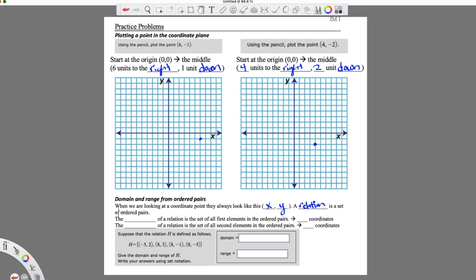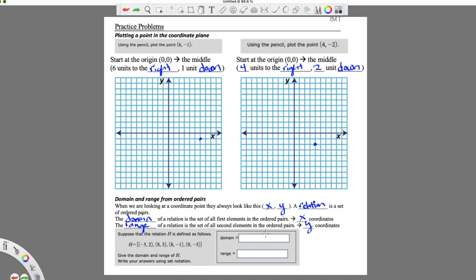We have a domain. So the domain of a relation is the set of all first elements in the ordered pairs, which we can just look at the x coordinates. That's what first elements mean. So first means that number that's first in an ordered pair. The range of a relation is the set of all second elements in an ordered pair, which is the y-coordinates. So it's just all those second numbers in each ordered pair.